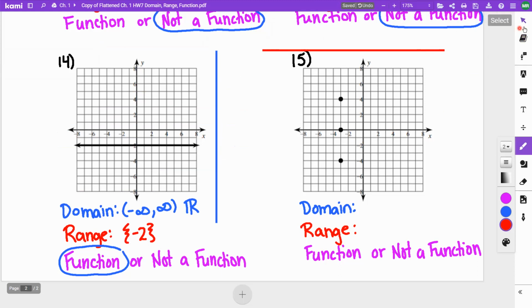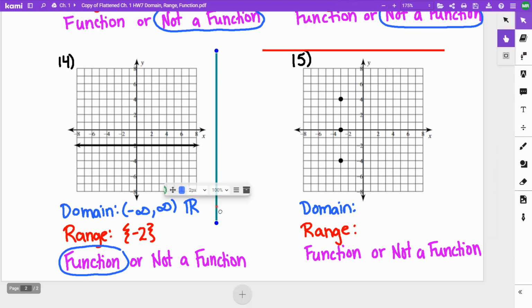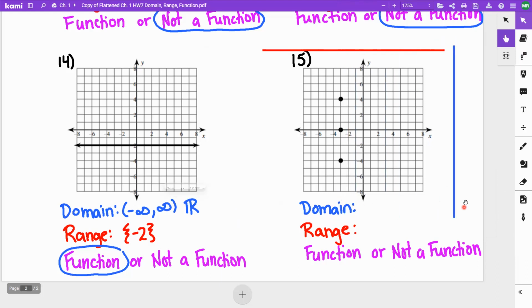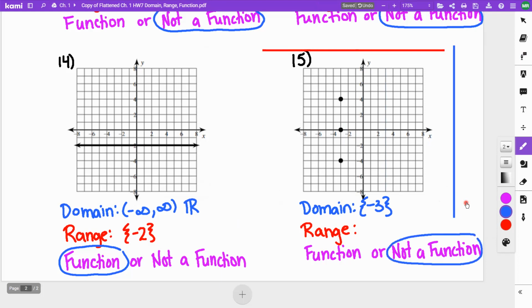So on the next one, if I'm trying to decide if this is a function or not, as I move this across, I have 3 points here. These 3 points all go through that line, not a function. And the furthest to the left or to the right, the only place I'm going to have graph is right here at -3. So my domain is going to be just -3. Okay, or if you want to say the set, -3. And we saw that this is not a function.